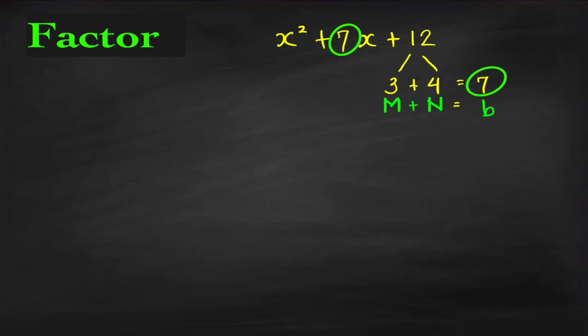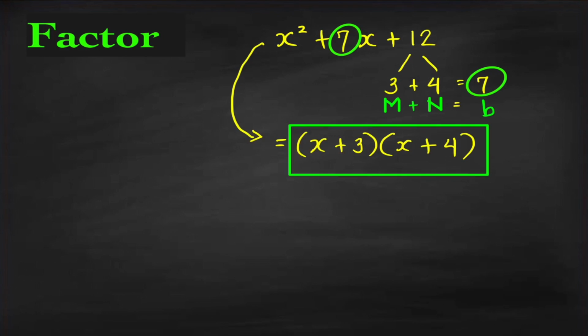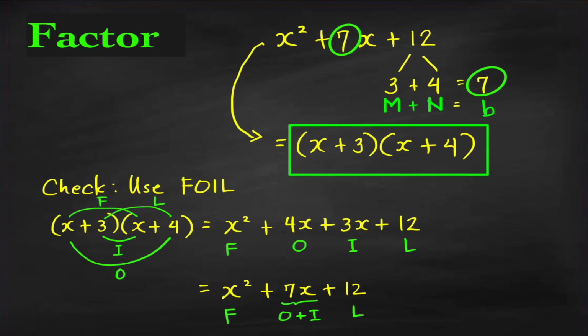So therefore, how do we write the factors of x squared plus 7x plus 12? We can write it as x plus m, so that is a 3, times the quantity x plus n, so that is 4. And we may check that this is the correct factorization of this one by FOIL method. And what is that FOIL method? So FOIL stands for product of first terms, and then product of outer terms, I, product of inner terms, and then L, product of last terms.